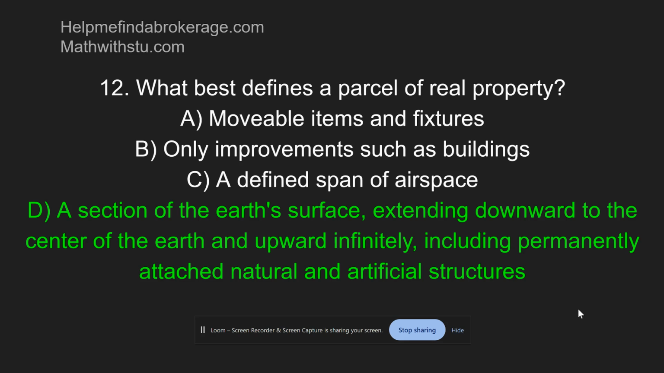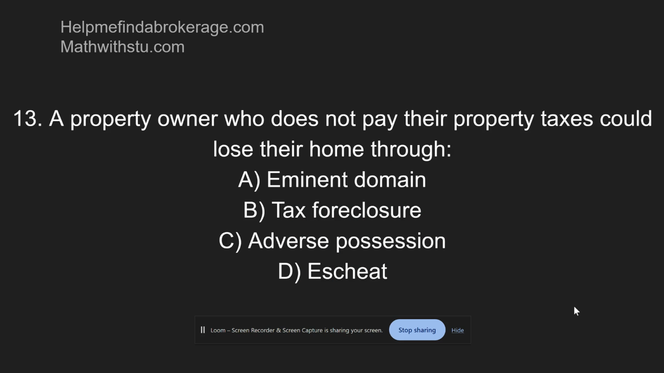So that's why this answer is the answer. It's the best one for what a parcel of real estate is. You own the air rights, you own the subsurface, and you own anything that you put on there legally. Except for that 75-foot billboard by my beach house. Harumph. So let's look at this one.